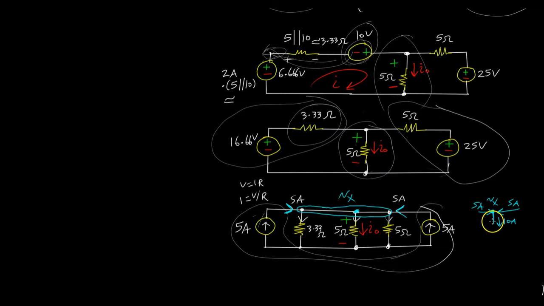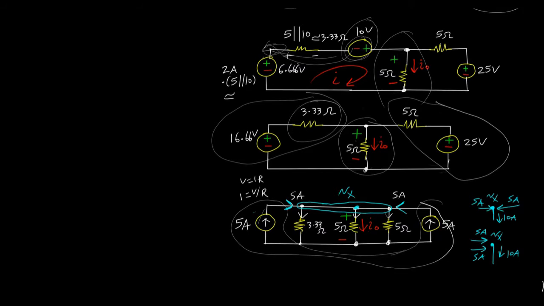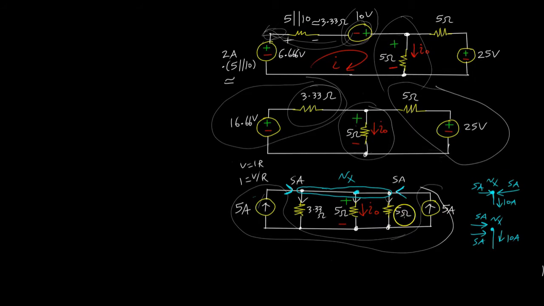Now let's think about it. If I simply move this source to the other side, I would have 5 amps there, 5 amps there going into that same node, and I would still have 10 amps going through that node. And so you can see that nothing has changed. So I'll go ahead and do that, and I will also combine these resistances, the 5 and the 3.33 in parallel, but keep this guy the same, and you'll see why I'm doing that.